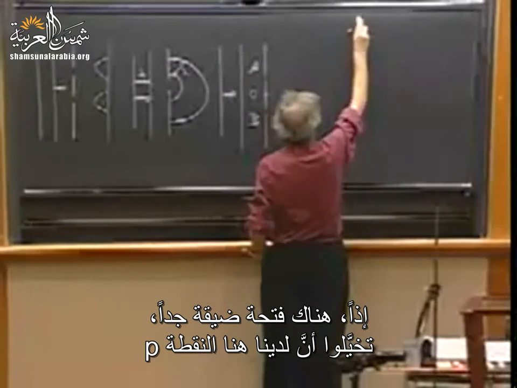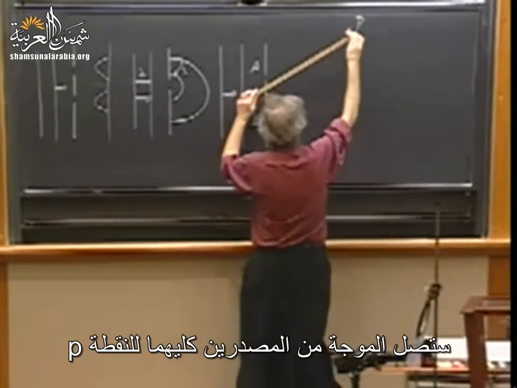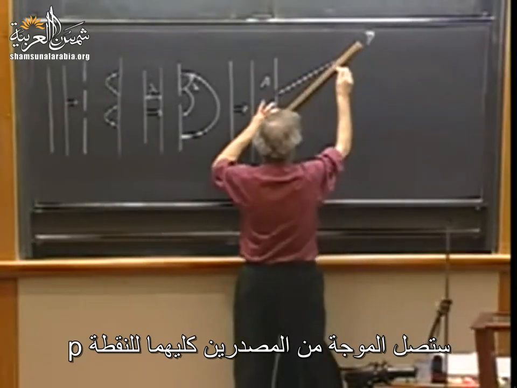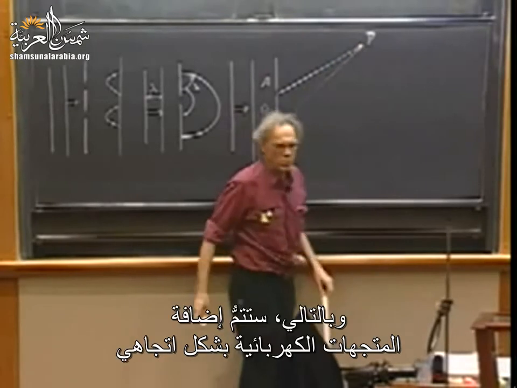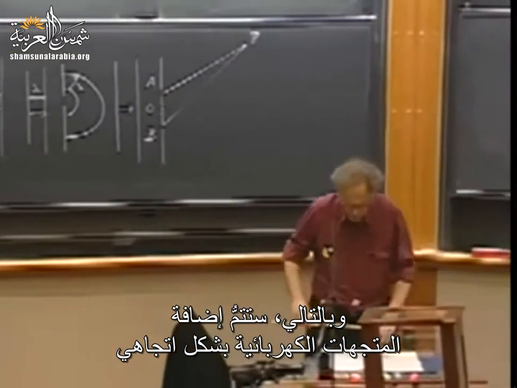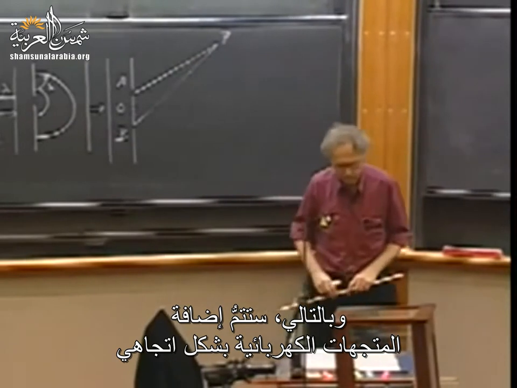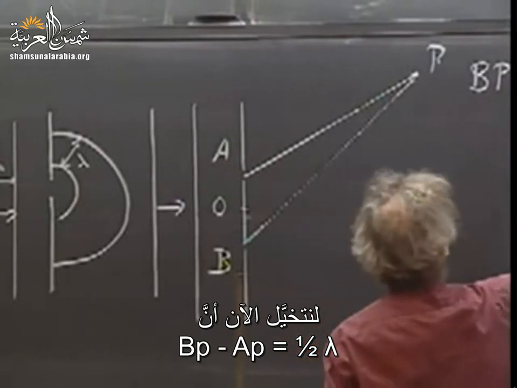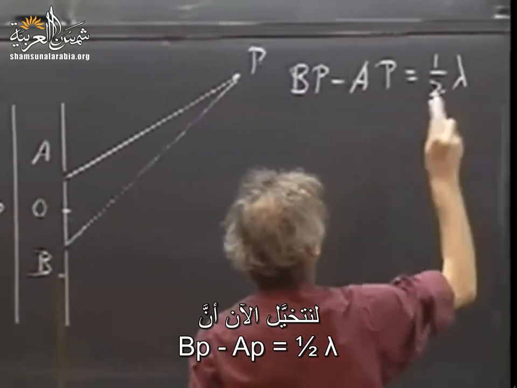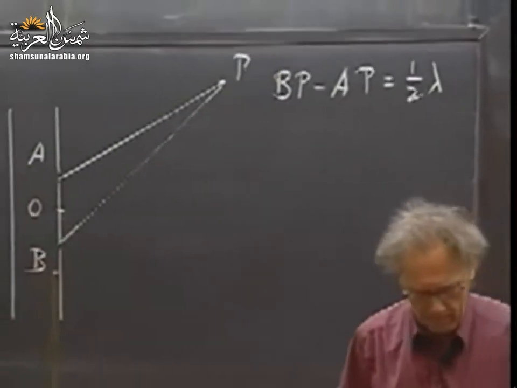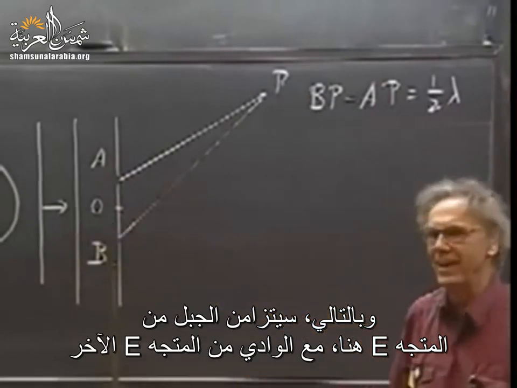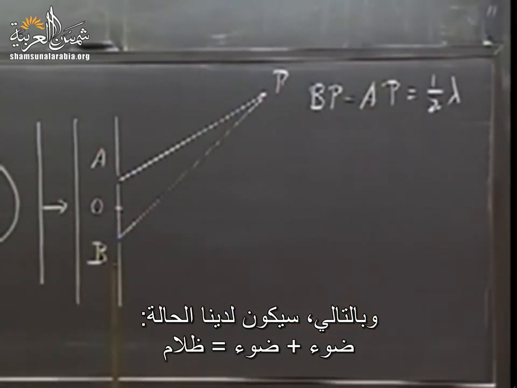Imagine now here a point P. The wave from point A will reach that point P, but the wave from source B will also reach that point P. And so the electric vectors there are going to be added, of course, vectorially. Imagine now that BP minus AP were 1/2 wavelengths. Then the mountain of the E vector here will coincide with the valley of the E vector from the other one, and so you will get the situation that light plus light will give darkness.